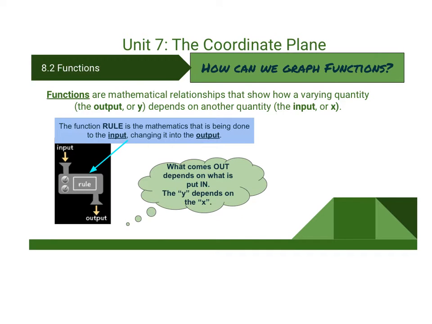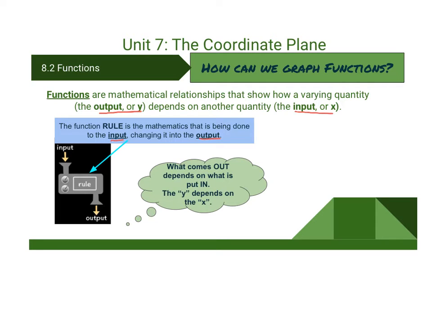Now, the new part you've probably seen before are our math functions. This is how we come up with our points to graph. So the function is just showing us the relationship between the output, which is the y, and how it depends on our input, our x here. So for example, the function rule, the math that's being done to the input, changes the output. So what comes out depends on what we put in.